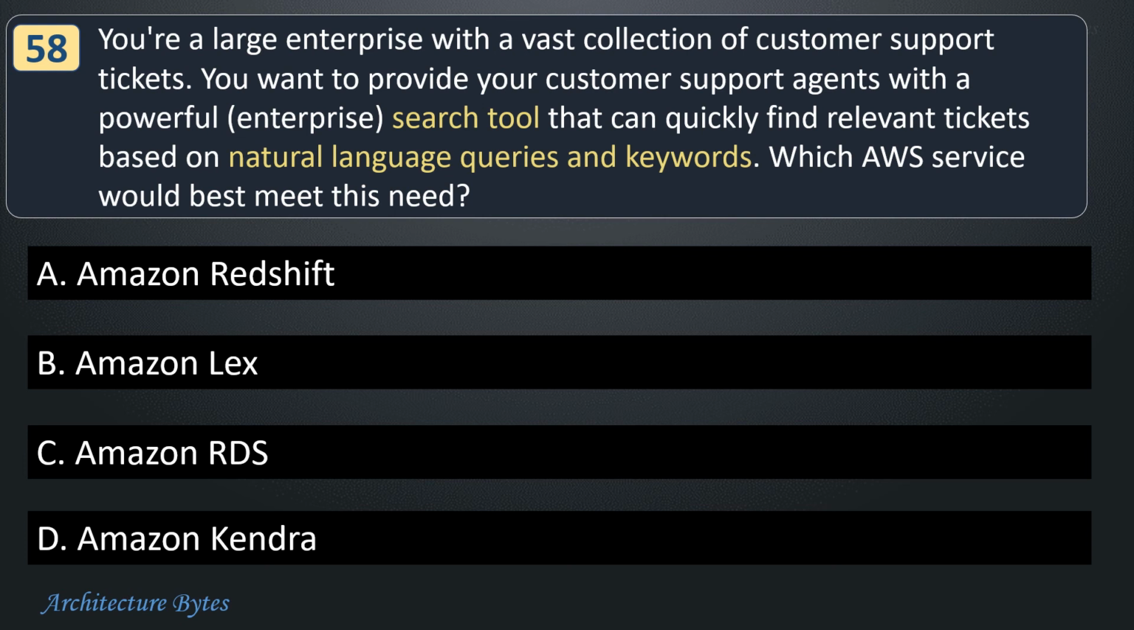You are a large enterprise with a vast collection of customer support tickets. You want to provide your customer support agents with a powerful search tool that can quickly find relevant tickets based on natural language queries and keywords. Which AWS service would best meet this need? Our options are Amazon Redshift, Lex, RDS, or Amazon Kendra.